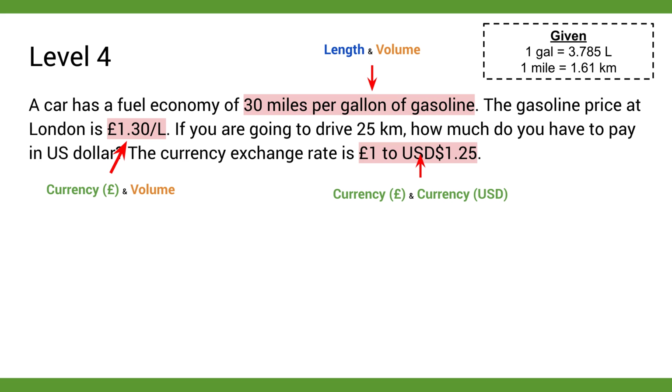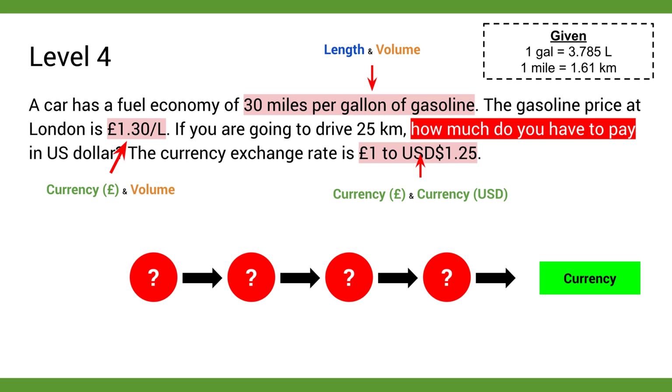Okay, and then we will start with one dimension, right? So which value in the question has only one single dimension? Right here you have the 25 kilometers. That's just length. So that means we will start with length and we will end with currency. But what about the middle part? Now you are like playing dominoes. How would you match the dimensions?